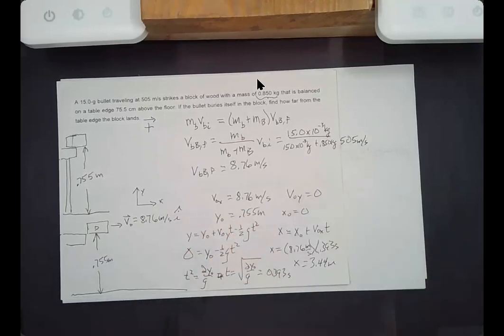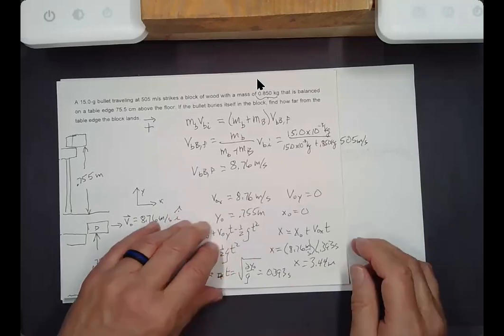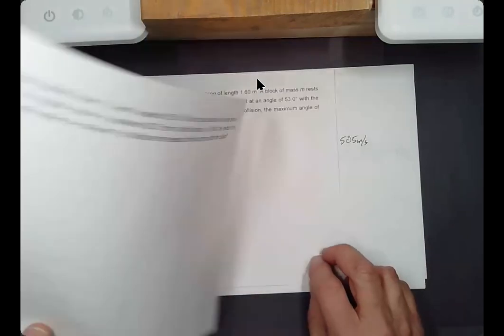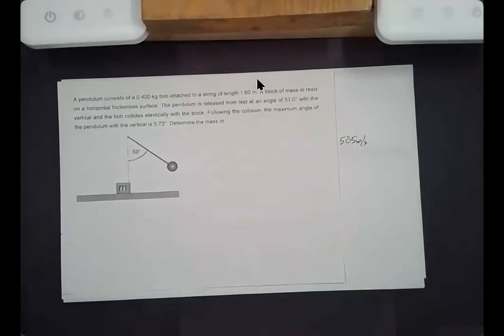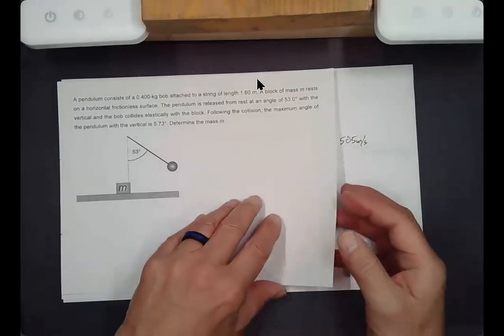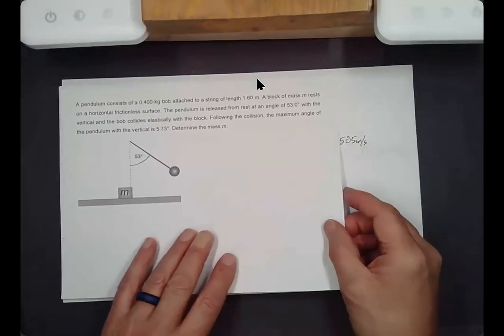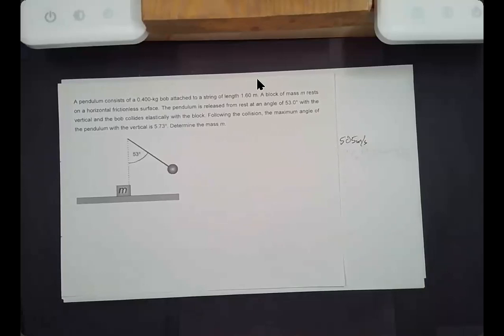So one of the problems on the homework actually deals with a package that's sliding off of a chute and leaves the chute with a particular velocity, and you're supposed to figure out, and then it lands in a cart, and you have to figure out the final speed of the cart after that happens. So, oops, we did that one. Yes, that's the last one for today. Well, let's see, what have we got?